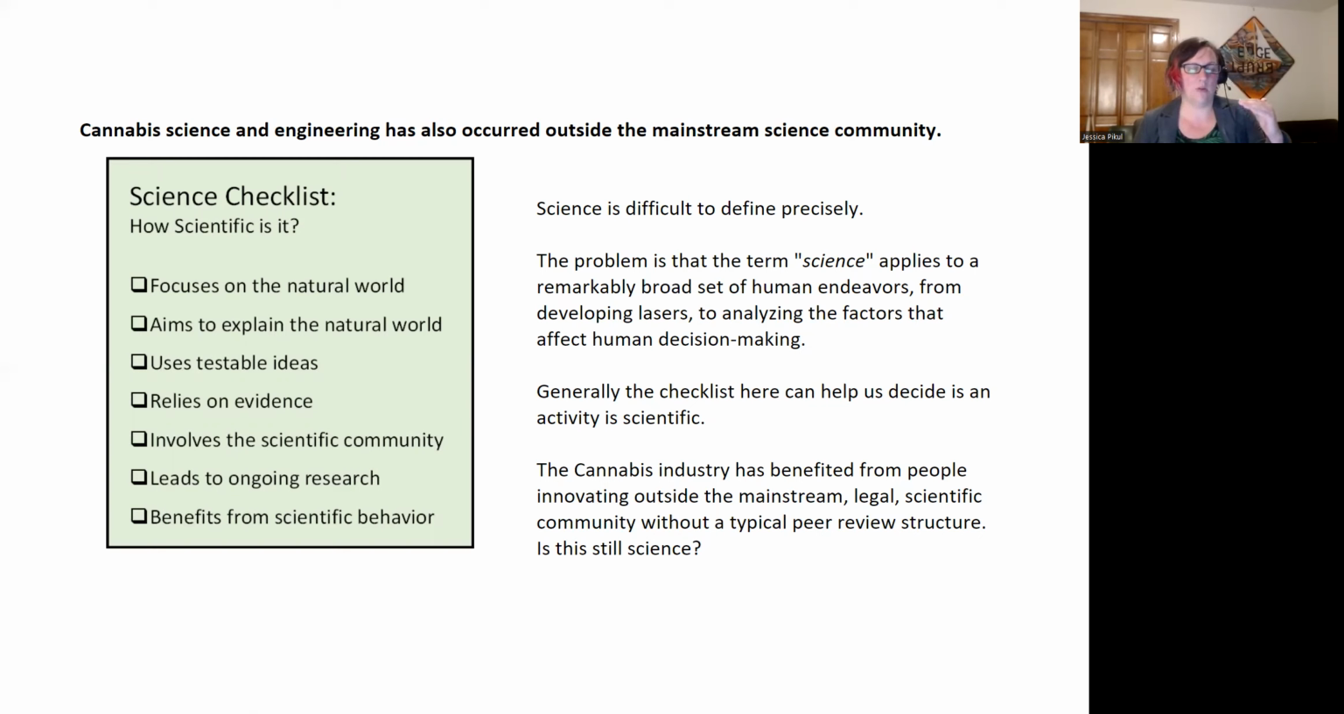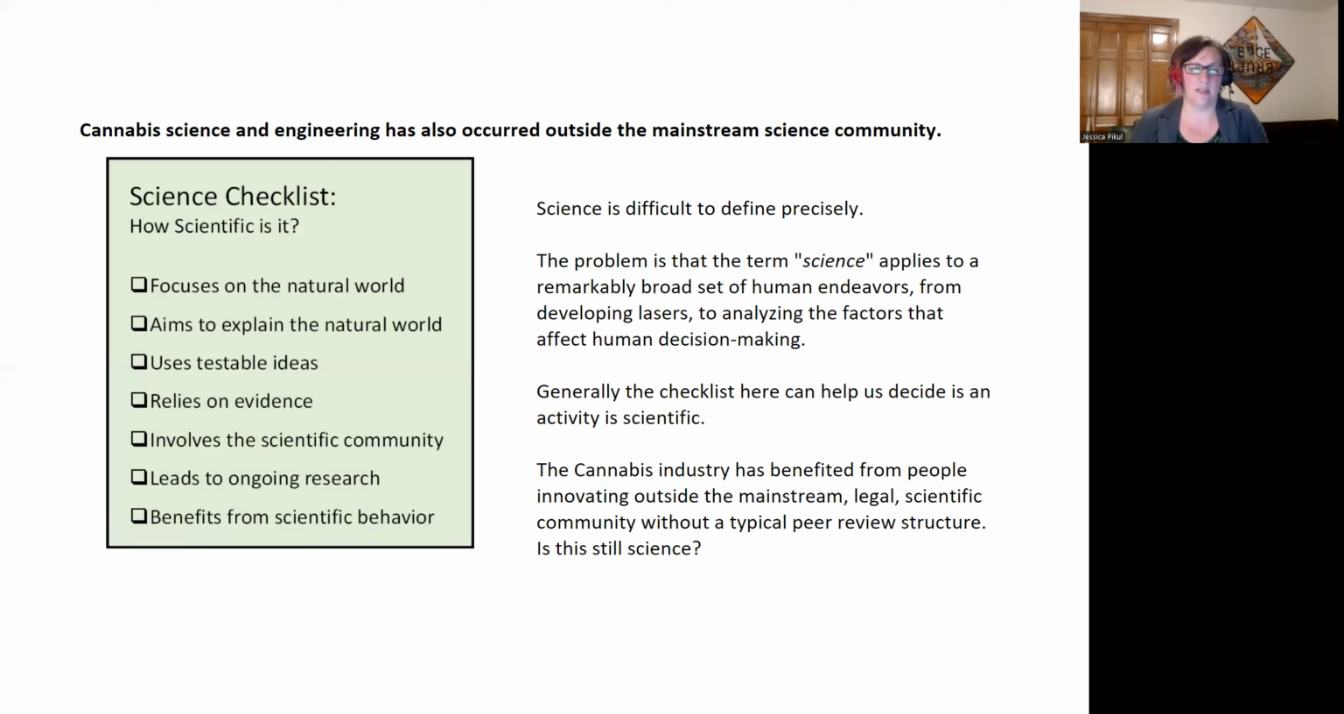And so some of the things that really stand out to me: it focuses on the natural world, check for cannabis, right? It's a natural plant. Aims to explain the natural world. And a lot of the work that was done to advance cannabis science in the black market, or at least outside of mainstream labs, definitely was trying to explain and understand how these plants could be made more potent for their medicinal qualities, or how to extract things out in different ways. Uses testable ideas, relies on evidence, involves the scientific community.